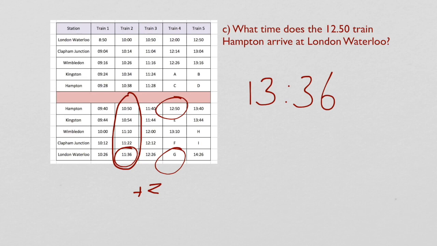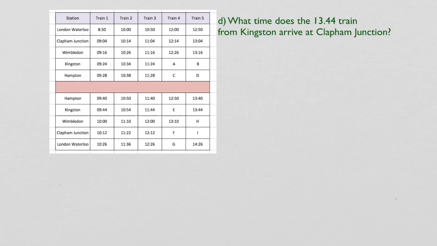Part D, what time does the 13:44 train from Kingston arrive at Clapham Junction? So I look down at Kingston. Where's it at 13:44? There it is. So what time does it arrive at Clapham Junction? That's in the blank I. So I know that that train is following the train 3 pattern. That's at 11:44. That arrives at 12:12. So the 13:44 is going to arrive 2 hours later, which is 14:12.